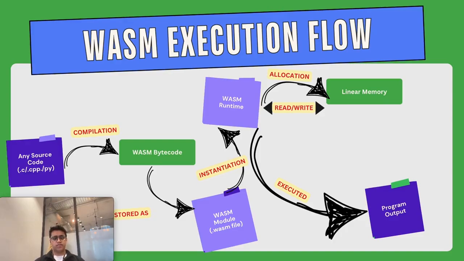This bytecode is eventually stored as a WASM module, which is loaded and instantiated in the runtime. It could be a browser or another runtime environment. Then the allocation happens. So memory is allocated for the WASM module to be used by the programs, and the WASM module is then loaded in the runtime for execution. This linear memory where the allocation happens runs as a read and write operation. So every time the program has to do something, it goes to the linear memory, writes something, reads something out of it. Eventually execution happens and the instantiated module is executed by the program and the output is produced.